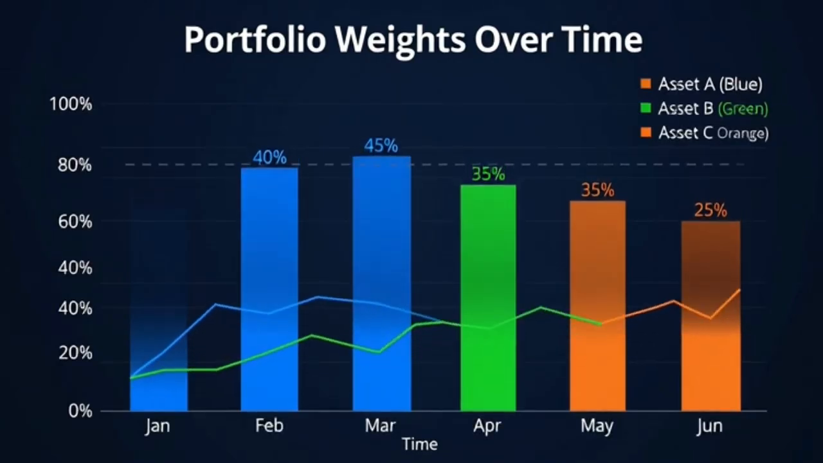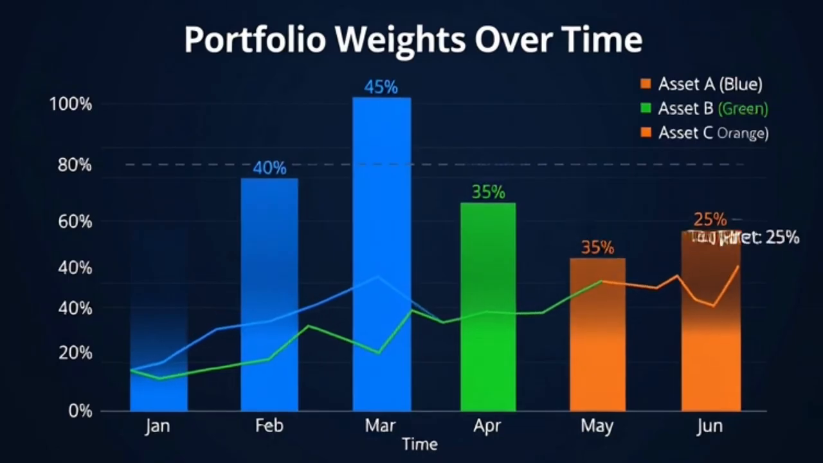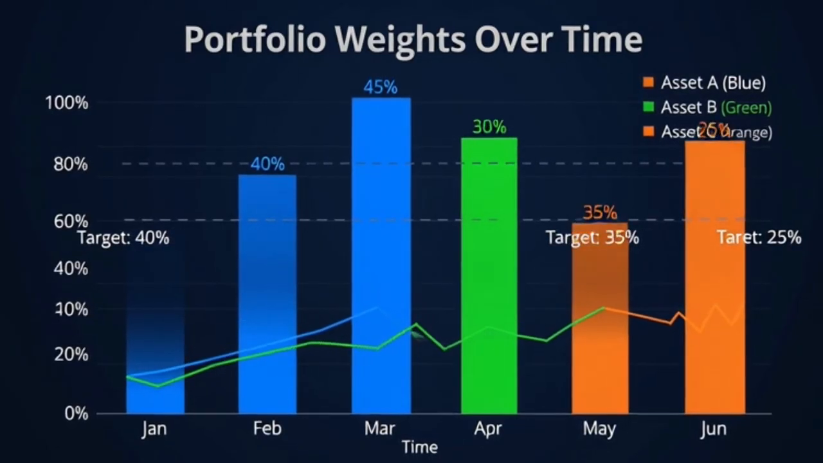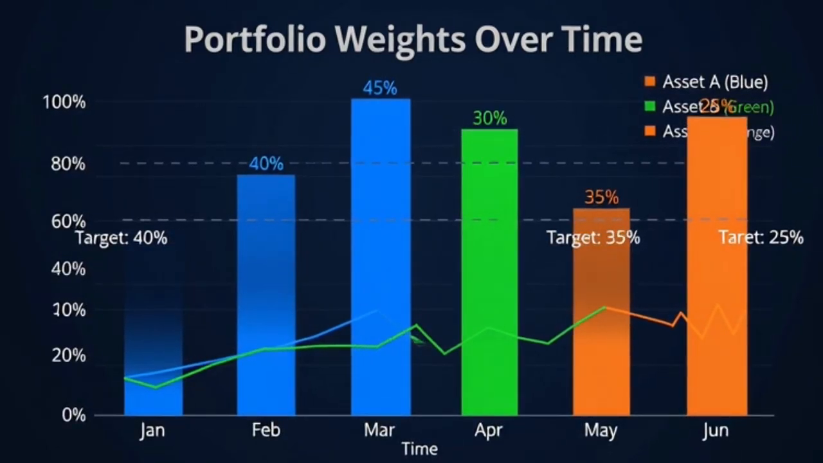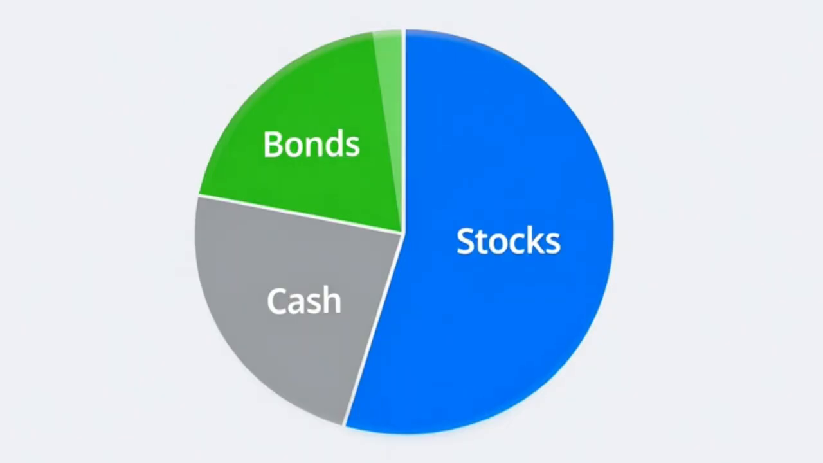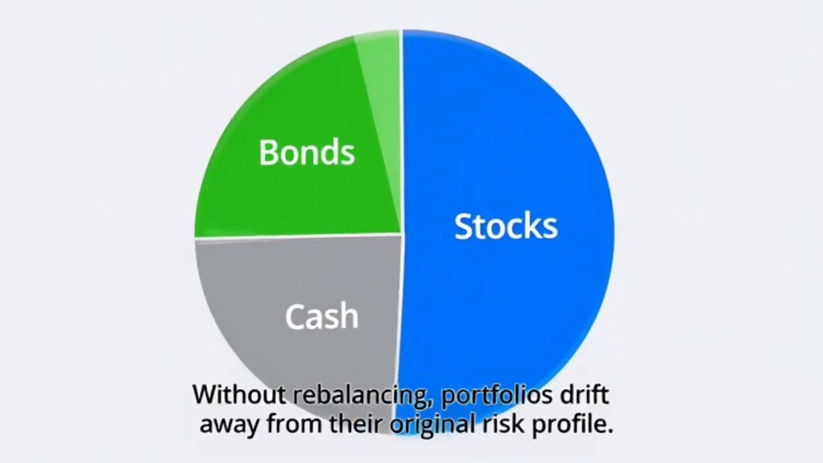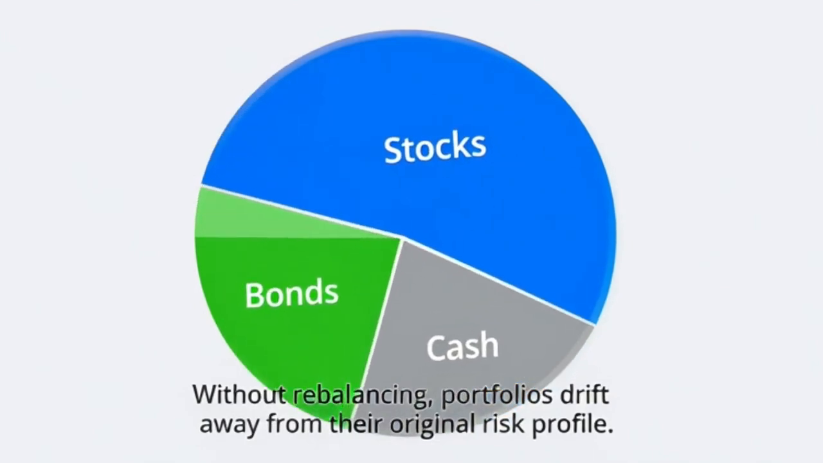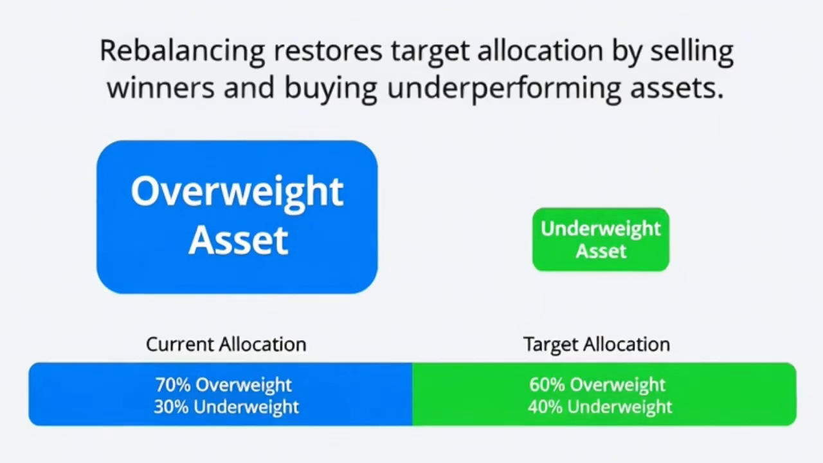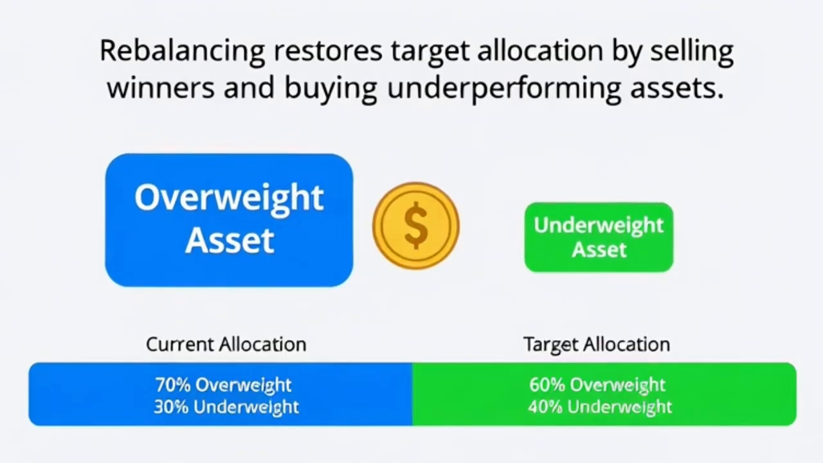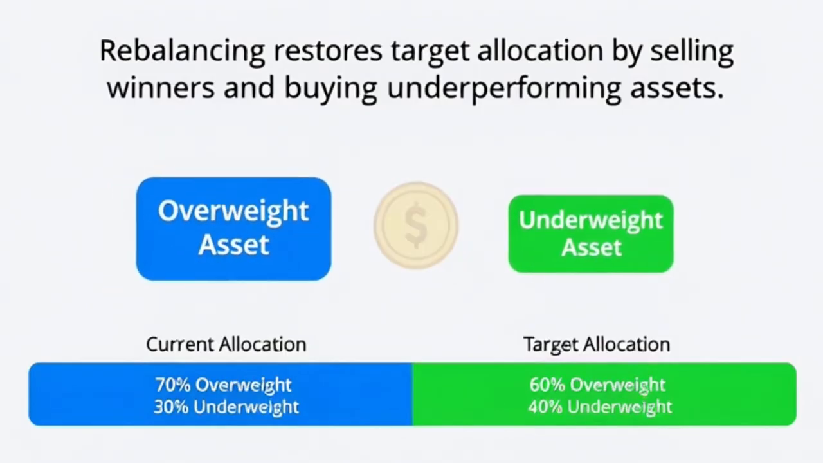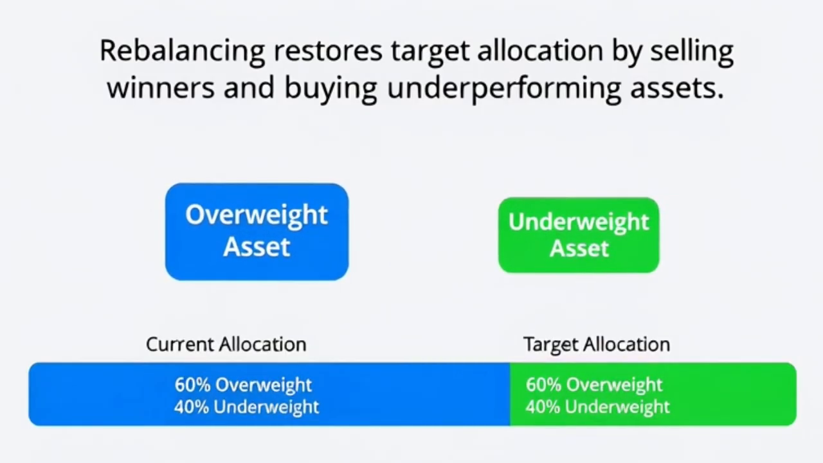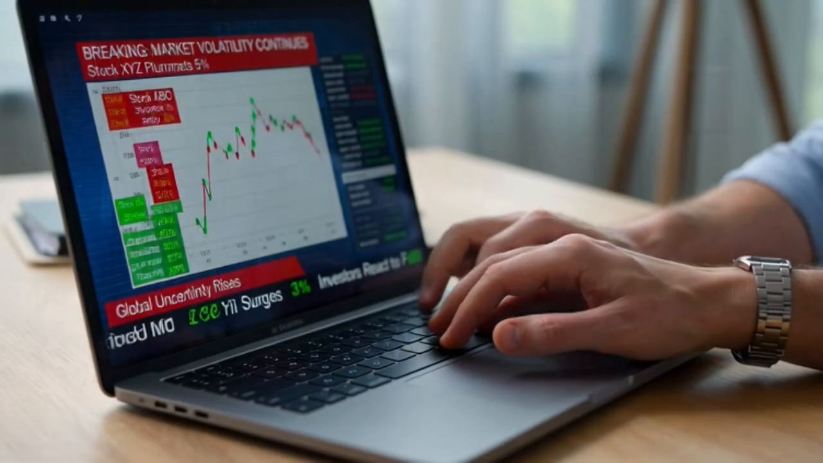Over time, portfolio weights change due to market movements, making rebalancing essential. Without rebalancing, portfolios drift away from their original risk profile. Rebalancing restores target allocation by selling winners and buying underperforming assets. This disciplined approach helps investors avoid emotional decision-making.